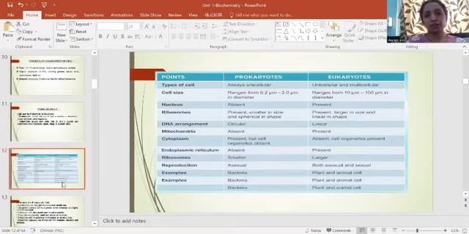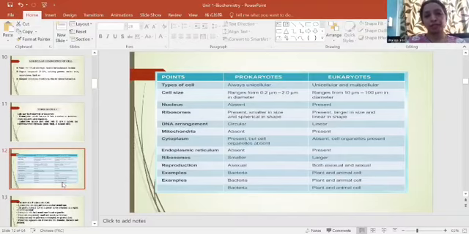Prokaryotic cells are always unicellular, while eukaryotes are unicellular and multicellular. Cell size ranges between 0.2 micrometer to 2 micrometer in prokaryotes, while in eukaryotes, the cell size ranges from 10 micrometer to 100 micrometer in diameter. As already mentioned, in prokaryotes, the nucleus is absent, while in eukaryotes, it is present. Ribosomes are present in both eukaryotes and prokaryotes. DNA arrangement in prokaryotes is circular, while in eukaryotes it is linear.